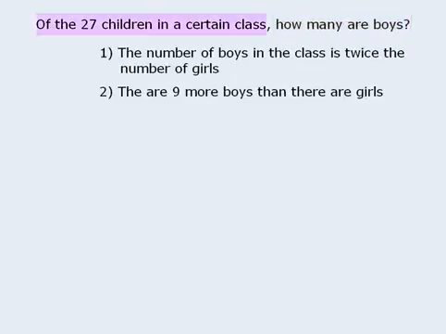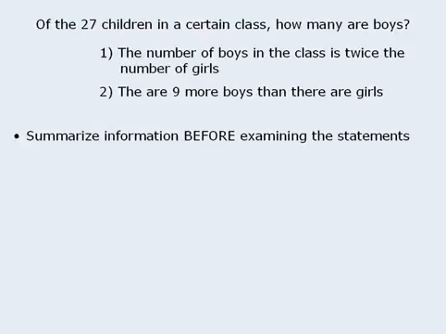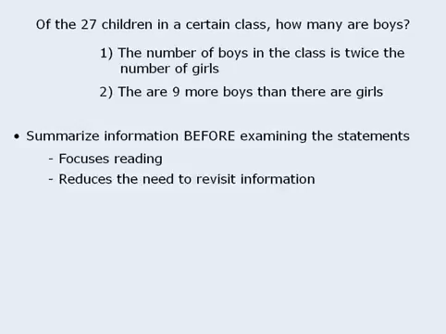It has 27 children. In cases where additional information is provided, it's often useful to summarize the information before examining the statements. There are two primary benefits to this strategy. First, it will help to focus your reading by forcing you to summarize the information provided. Second, once you have summarized all of the information, you probably won't have to go back and reread the passage since everything has already been summarized. This can save you valuable time.